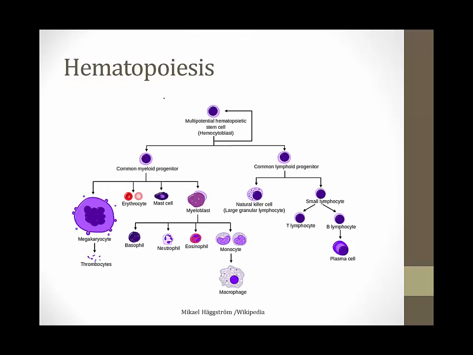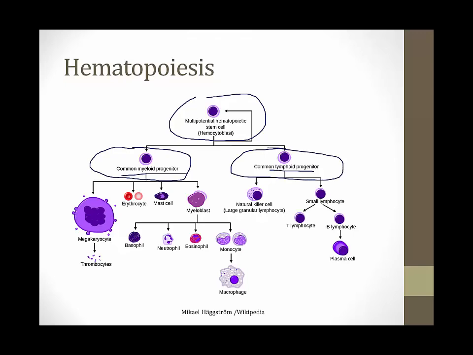Let's briefly review normal hematopoiesis. All white blood cells derive from a pluripotential stem cell. These stem cells can differentiate into either myeloid progenitors or lymphoid progenitors. If one of the myeloid progenitors becomes cancerous, this can lead to a myelogenous leukemia. If one of the lymphoid progenitors becomes cancerous, this can lead to a lymphoid leukemia.